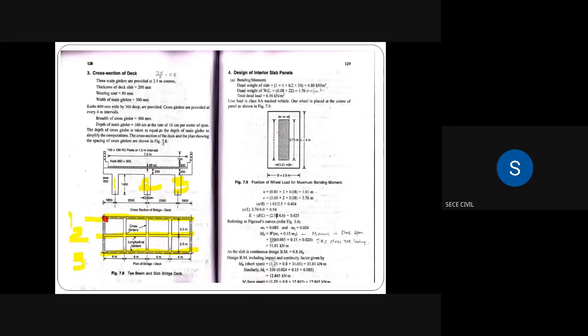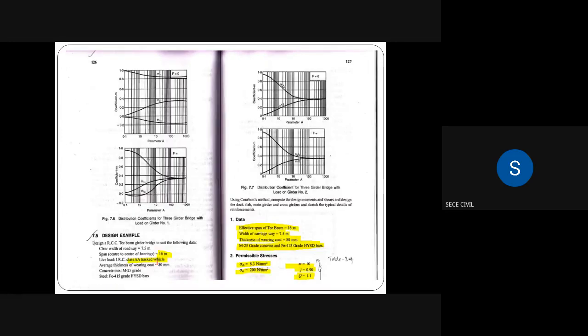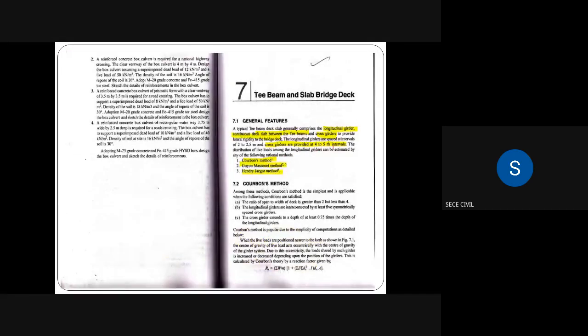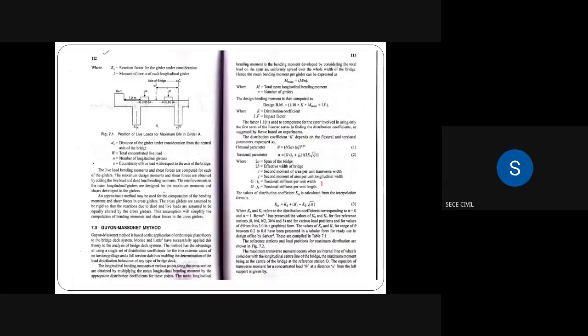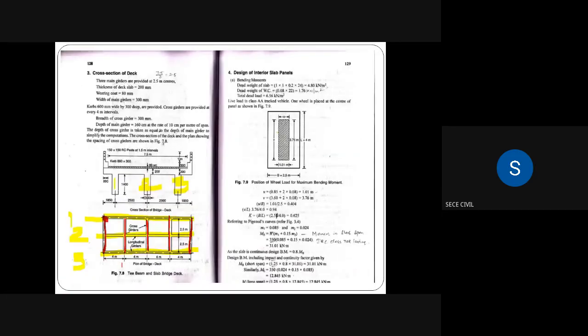cross girder. Cross girders: totally, we are providing five cross girders for the 16 meter main girder. Cross girders are spaced at 4 meter intervals. It is also in the introduction itself: the cross girders are provided at 4 to 5 meter intervals. So here we are providing 4 meter intervals.